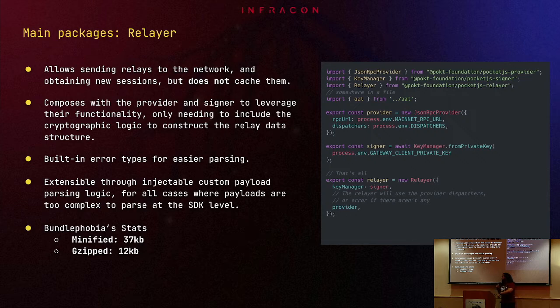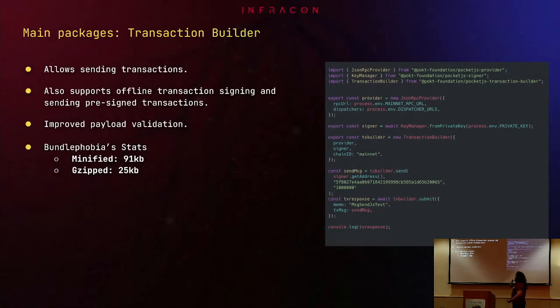And of course, more bundle phobia stats. It's minified 37 kilobytes, gzip 12 kilobytes. And as you can see, it's way easier to send relays this way, instead of a whole page of boilerplate code. And then we have the transaction builder.